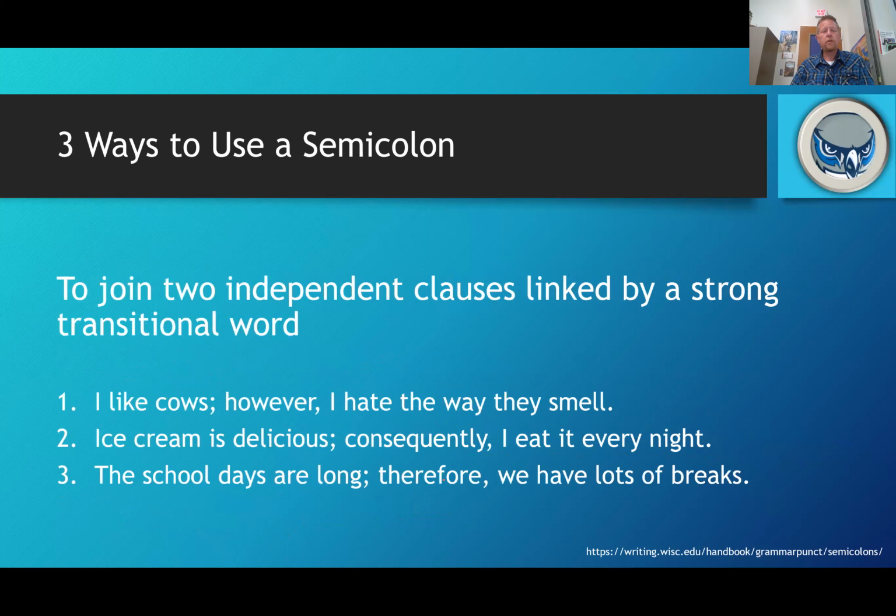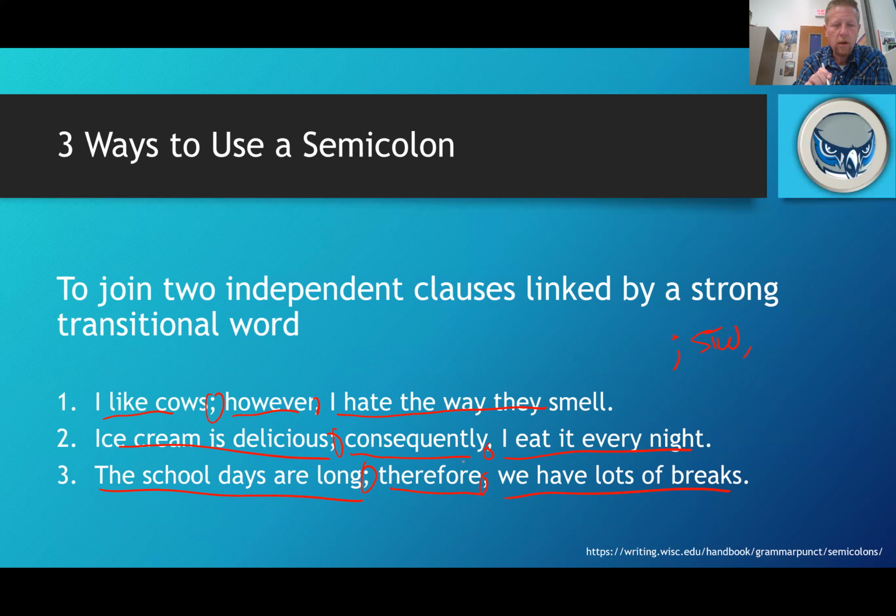The second way is to join two independent clauses by a strong transitional word. We sort of did this last week, so hopefully this is review, but you'll notice the pattern here goes semicolon, strong transitional word like however, consequently, or therefore, comma, and then another independent clause. The pattern repeats. I like cows; however, I hate the way they smell.